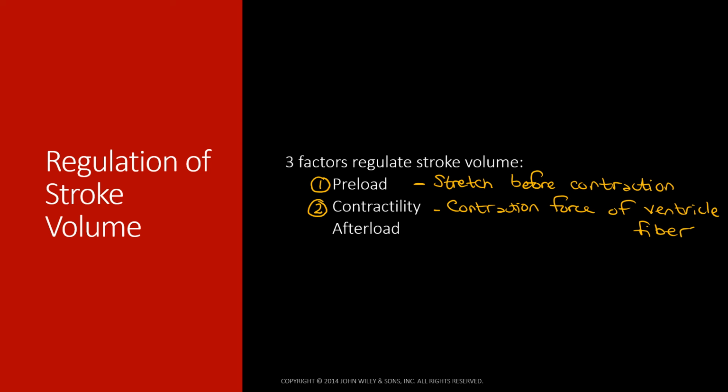And then lastly, the last factor that regulates stroke volume is called afterload. And this is the pressure that has to be exceeded before ejection of blood from the ventricles can even occur. So this is like the pressure that we have to reach in order to pump blood out.